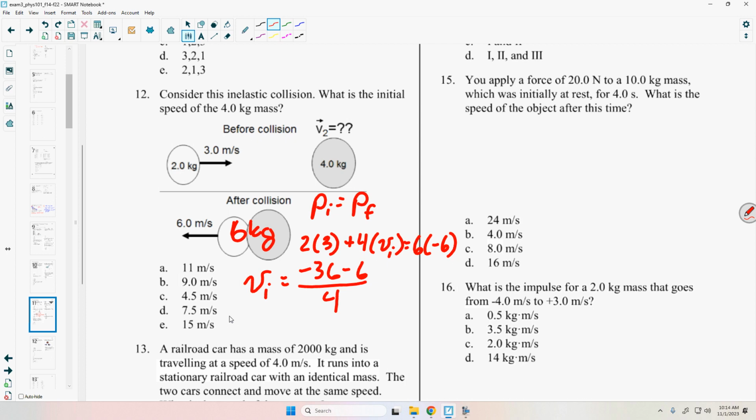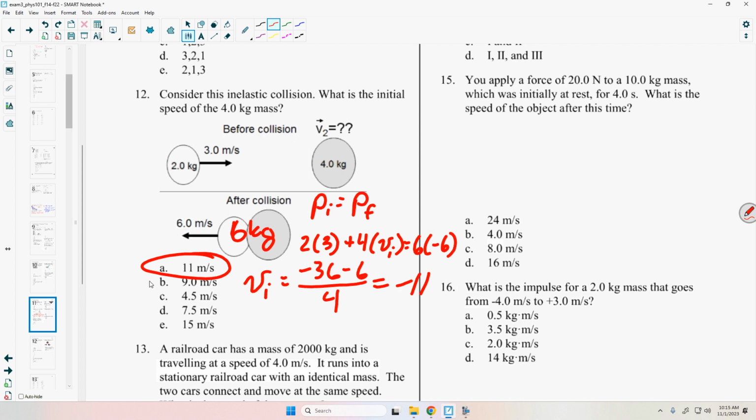Was A the right answer on that one? Yeah, A is the right answer. So I get negative 10.5 or negative 11. That's like your free response, but you'll also see collisions like the ones we did earlier in the multiple choice.